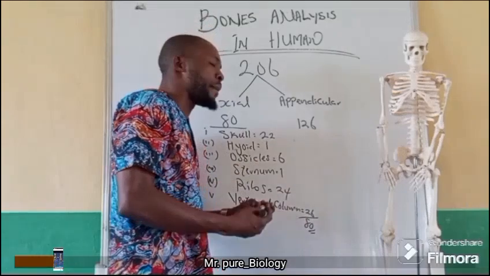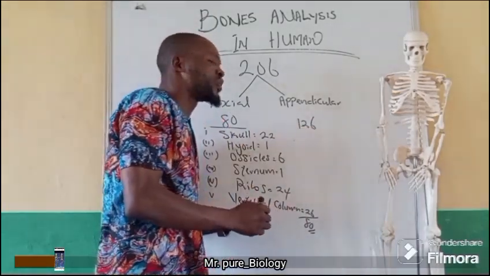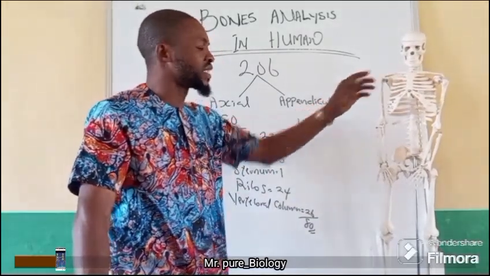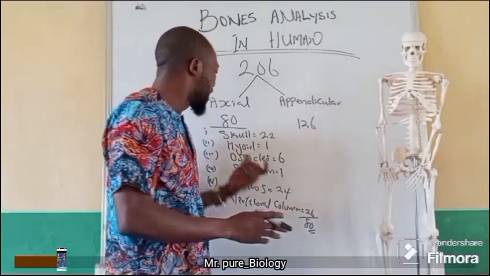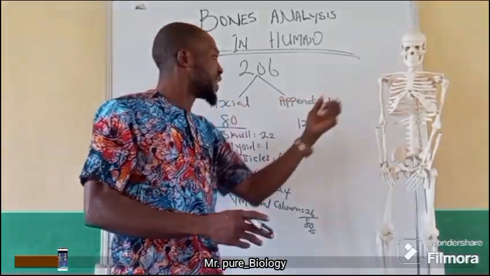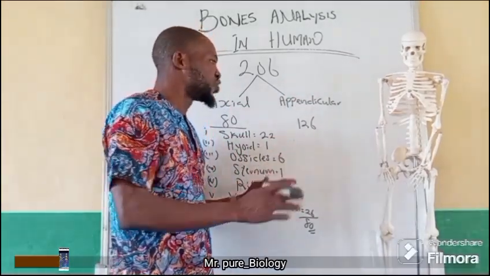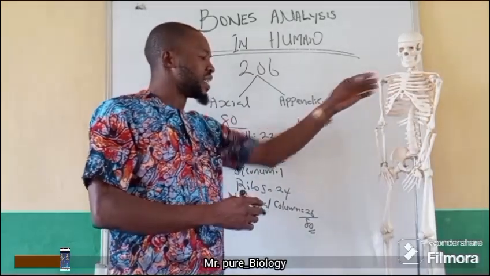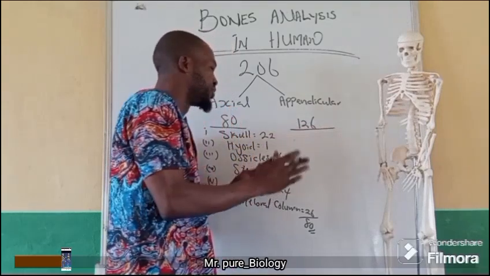Now, on the issue of the appendicular skeleton, as I said, the appendicular skeleton is of 126 bones, and they are the subordinate skeleton. They are the ones that attach themselves to the main skeleton. That means the axial skeleton can be called the main skeleton, while the subordinate skeleton refers to the appendicular skeleton. And they are just 126 bones. And where are they found in the body? They are found in the following body regions.